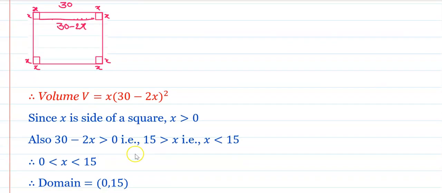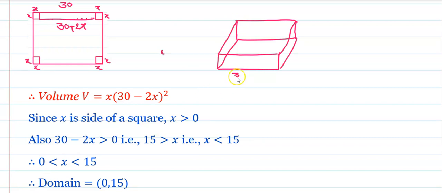Now the volume. त्याचा base किती येणार? The base is 30 minus 2x. Volume means the area of the base into height, and therefore the 30 minus 2x bracket square into the height. म्हणजे या शेप मध्ये ते असणार आहे. Okay, this side is 30 minus 2x, and the height is x. Therefore, the volume V is equal to x into (30 minus 2x) whole square.